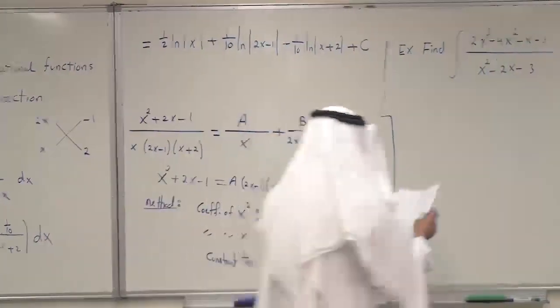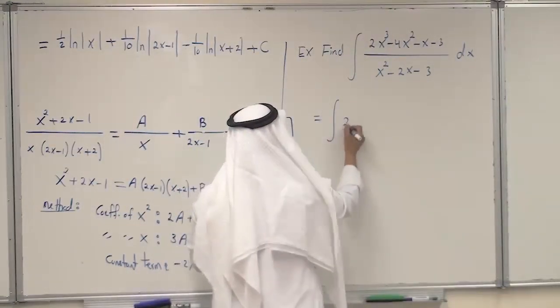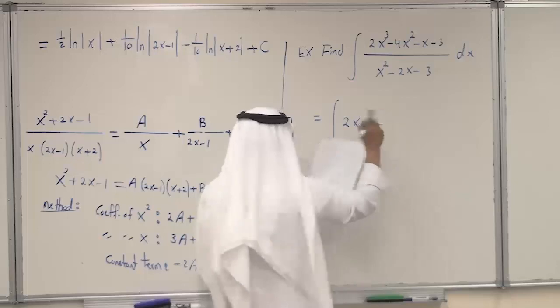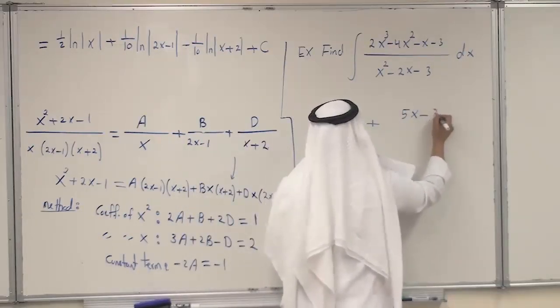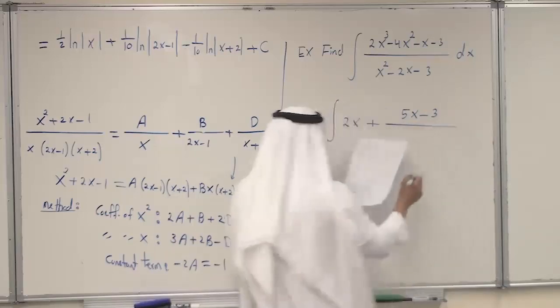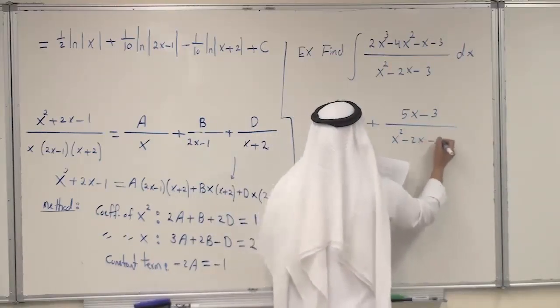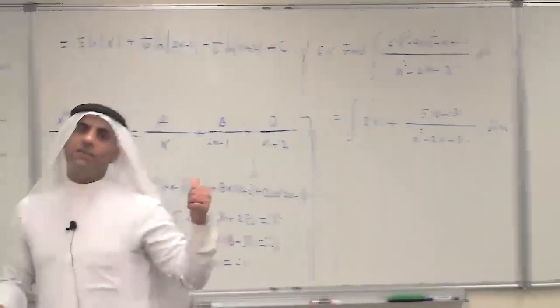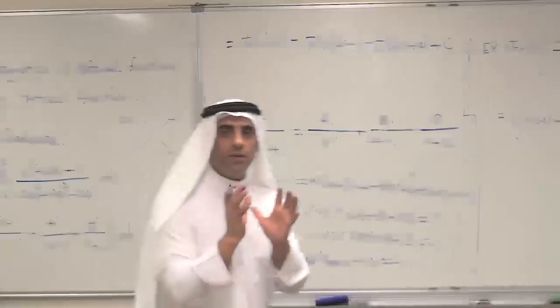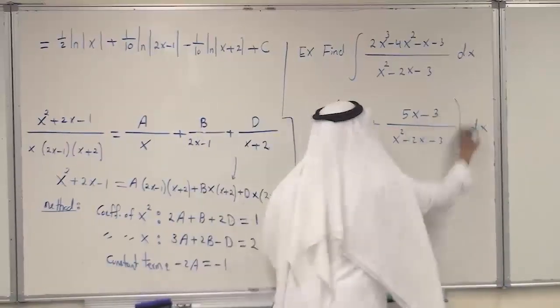And if you use long division, this expression can be written as 2x plus, I'm just commenting in that important remark I need to address here, (5x minus 3) over (x squared minus 2x minus 3) dx. Now what do we need to do next? This is the first important step that I need you to remember. Then the rest is just integrating everything here.